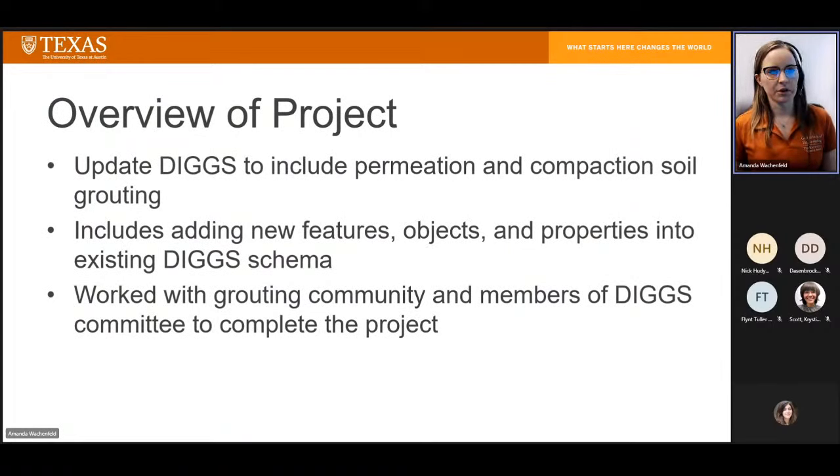So a little bit about the project. The goal was to update DIGGS to include permeation and compaction soil grouting. And this included adding new features, objects, and properties into the existing DIGGS schema. And it involved working with the grouting community and the members of the DIGGS committee to complete this project.